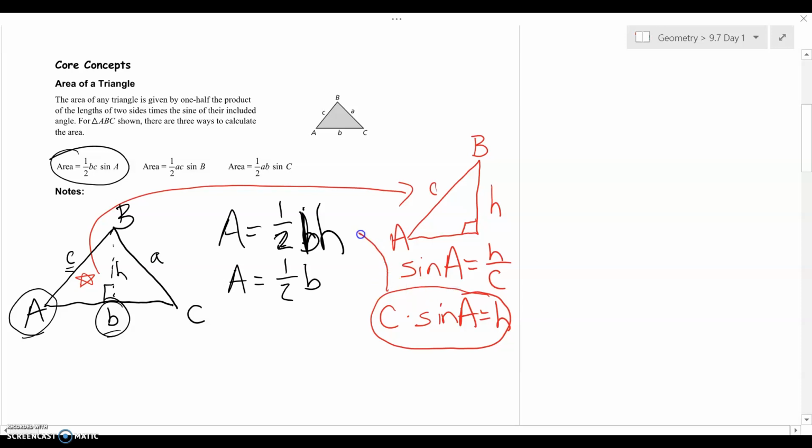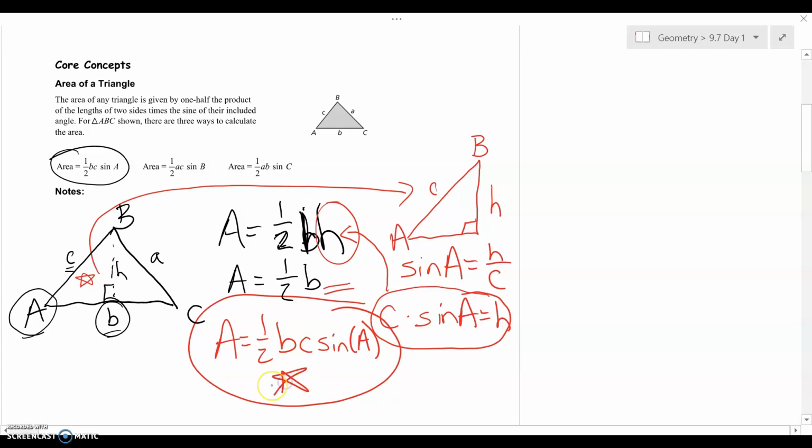If I then substitute that into our area equation, I've got half times b, that's our base, times height. And height, we just said, is c times the sine of A. So if I put that right here, I end up with an equation for the area that's half b times the height, but the height is c times the sine of A. And that is the focus today.